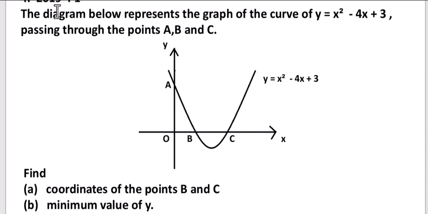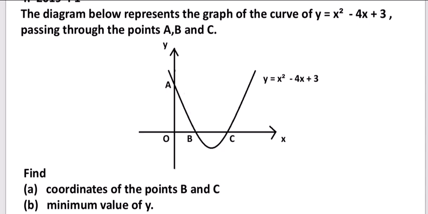We're told that the diagram below represents the graph of a curve y equals x squared minus 4x plus 3 passing through the points A, B, and C. We're told to find the coordinates of the points A, B, C. Then the minimum value of y. So how do we find the coordinates of the points A, B, C?